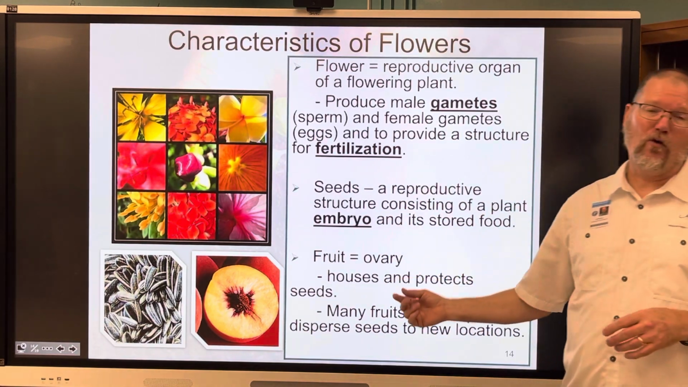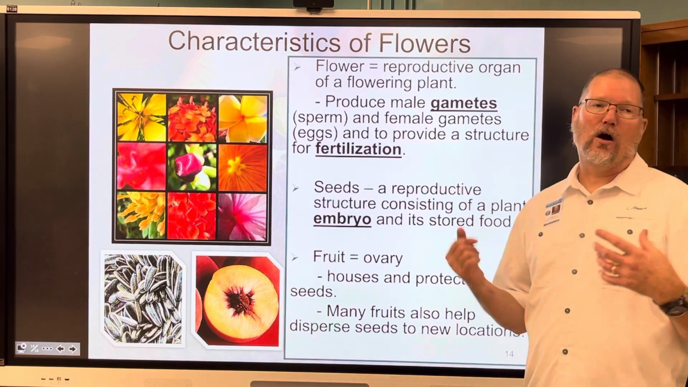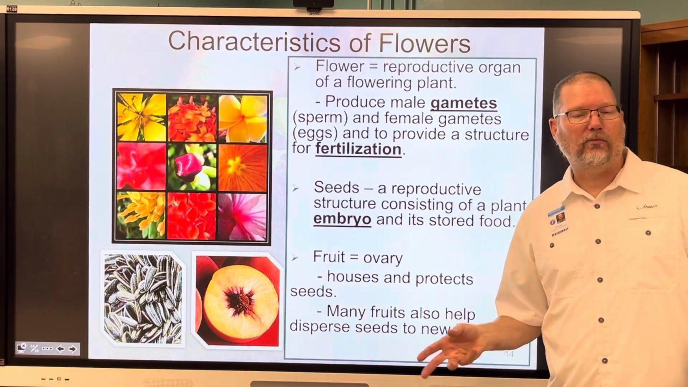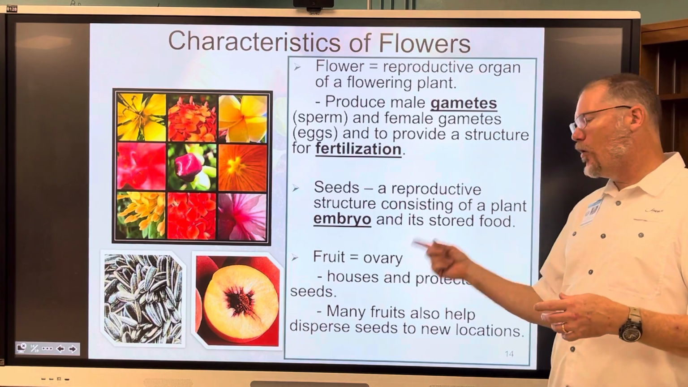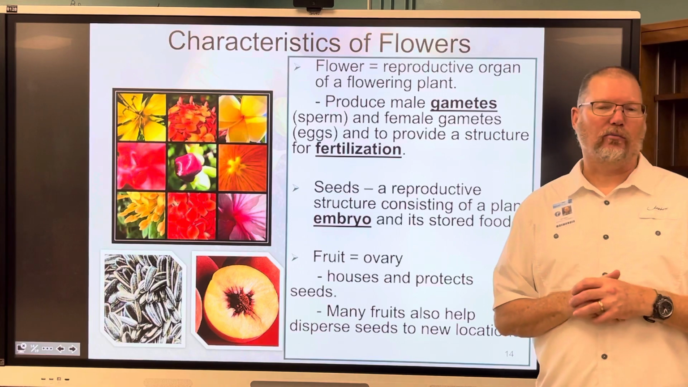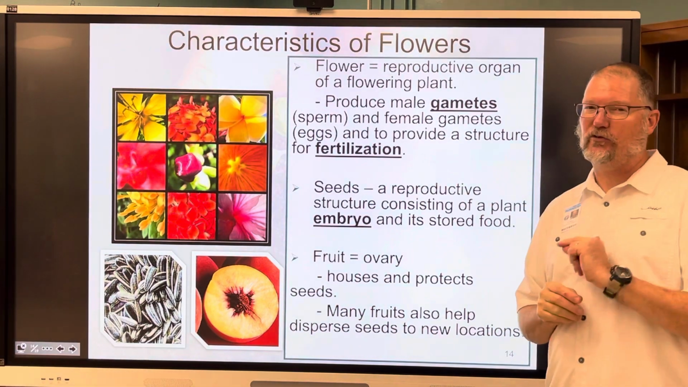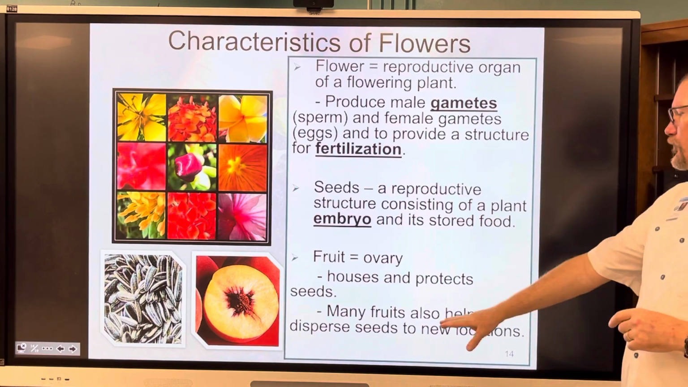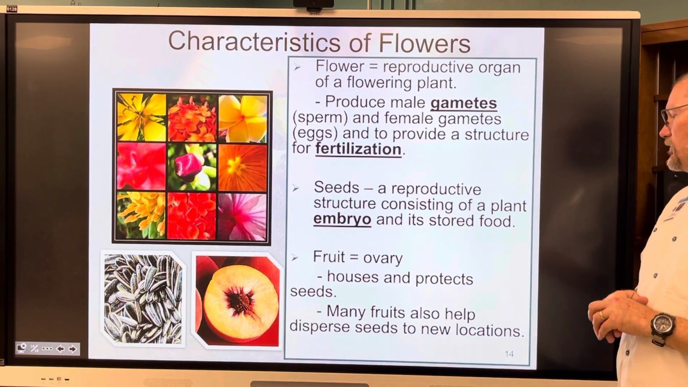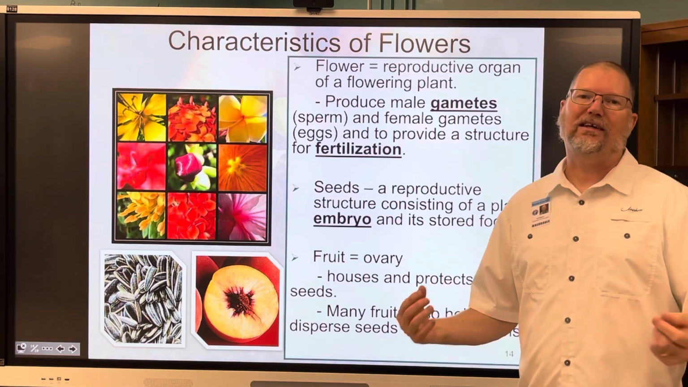And the fruit is the ovary. So when you bite into an apple or a strawberry or a cucumber or a tomato, you are eating the ovary of a plant. And inside are all the little baby embryos, all those seeds. Makes you think about it a little bit differently, doesn't it? Many fruits also help disperse seeds to new locations. Now, how does a fruit disperse a seed?